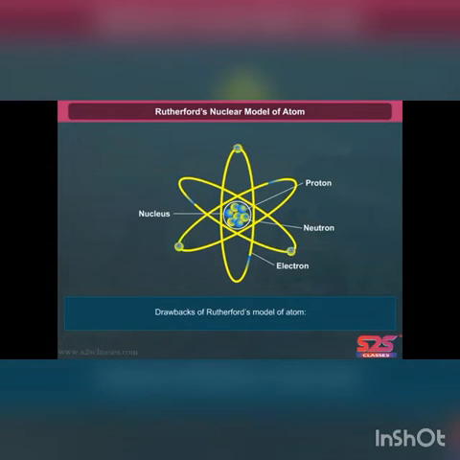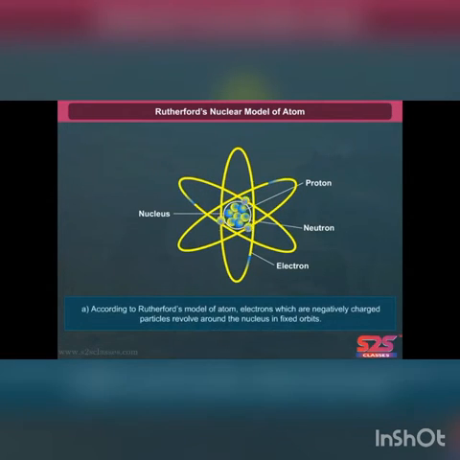There were a few drawbacks of this model, because of which it was not fully accepted. According to Rutherford's model of atom, electrons, which are negatively charged particles, revolve around the nucleus in fixed orbits.